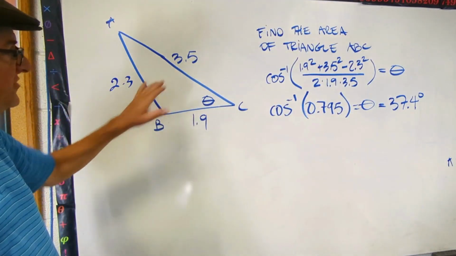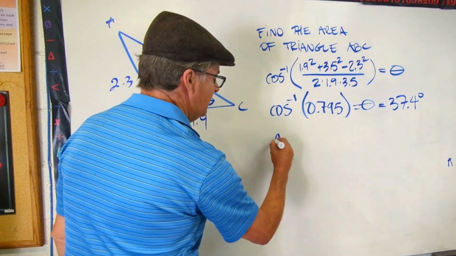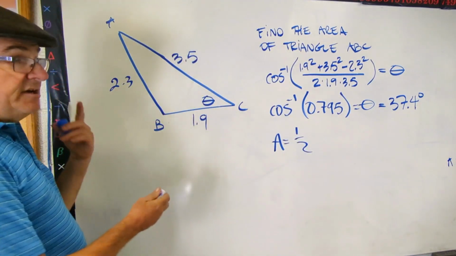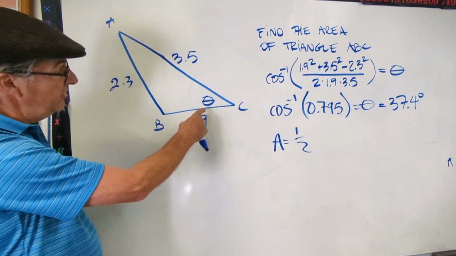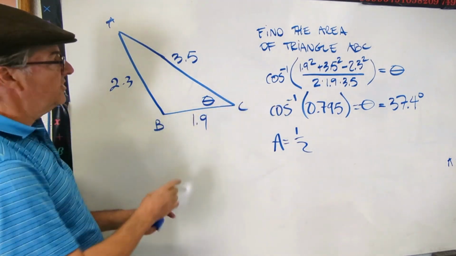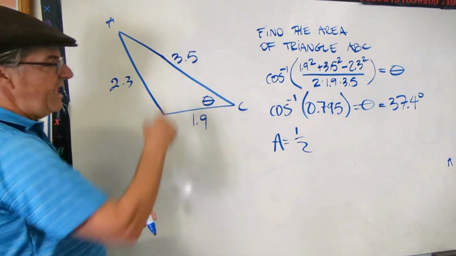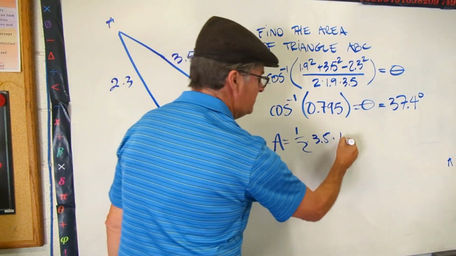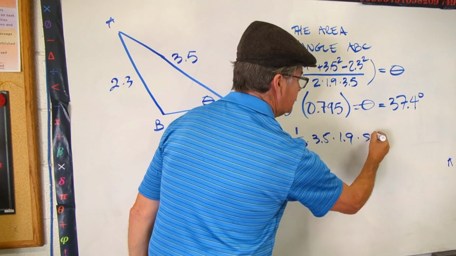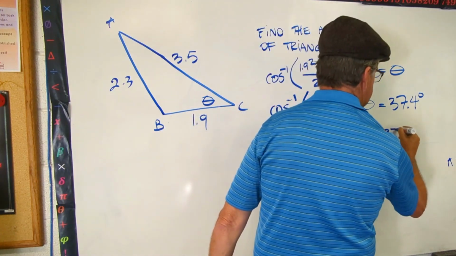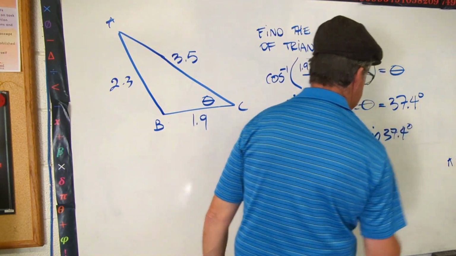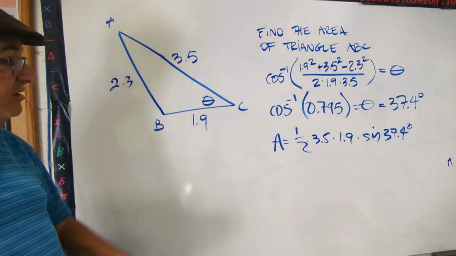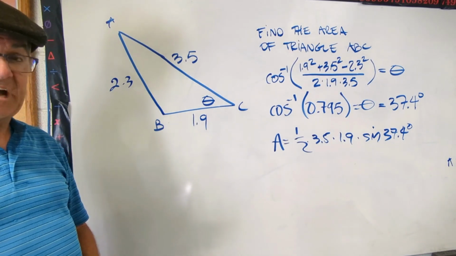So the area of this triangle is going to be given by this. Area equals 1/2. Now it's AB, which are the sides connecting the angle. So here's the angle that we know. That's our 37.4. So it's going to be 1/2 times 3.5 times 1.9 times the sine of 37.4 degrees. So that's my plug-in step. Go ahead and pause your video, get out your calculator, and do that calculation.